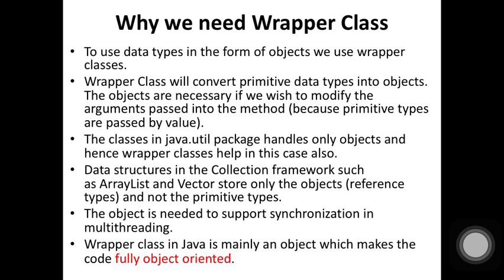Next, an object is needed to support synchronization in multi-threading. We already came across multi-threading. Whenever you want to synchronize two threads, it requires passing an object. It never takes numerical values. It is better to pass objects from the main thread to the tail thread. And a wrapper class in Java is mainly an object, which gives fully object-oriented functionality. So the main purpose of wrapper classes is to convert primitive data types into wrapper class objects.